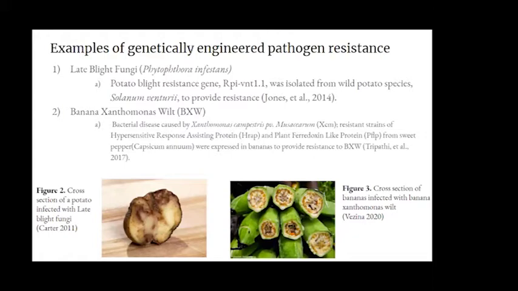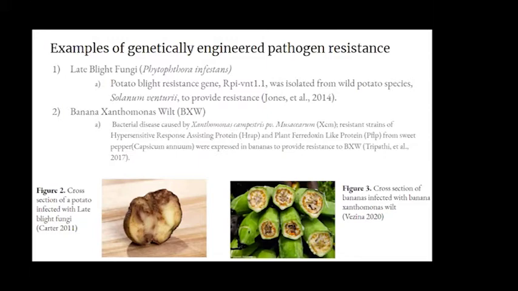There is an example of late blight, which is caused by Phytophthora infestans, a potato blight. And there's a resistance gene, RPI-VNT1.1, which was isolated from the wild potato species Solanum venturii to provide resistance for this disease.